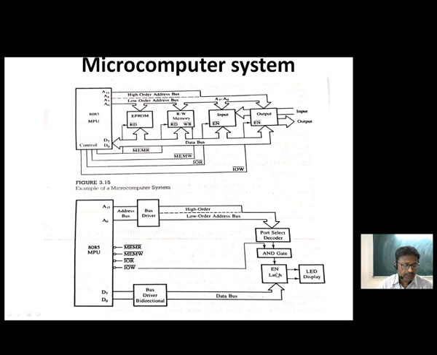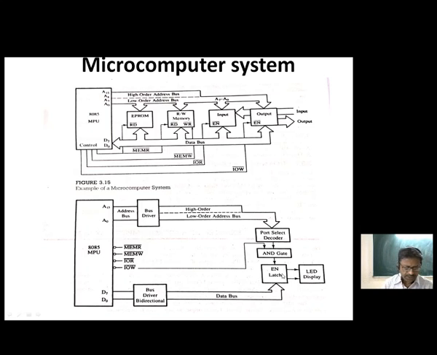The latches are used to hold the output for the display, because when data is sent from the microprocessor to display on the LED, it may be possible that the LED is not fast enough to receive the data. So this data is latched here, and later on it is displayed on the LED unit.